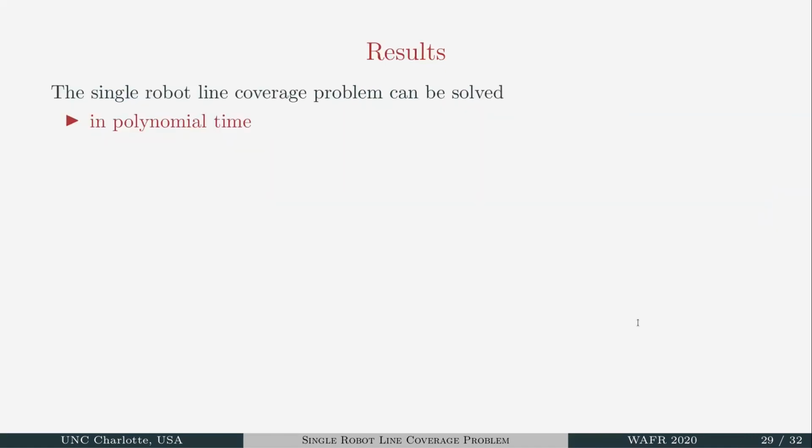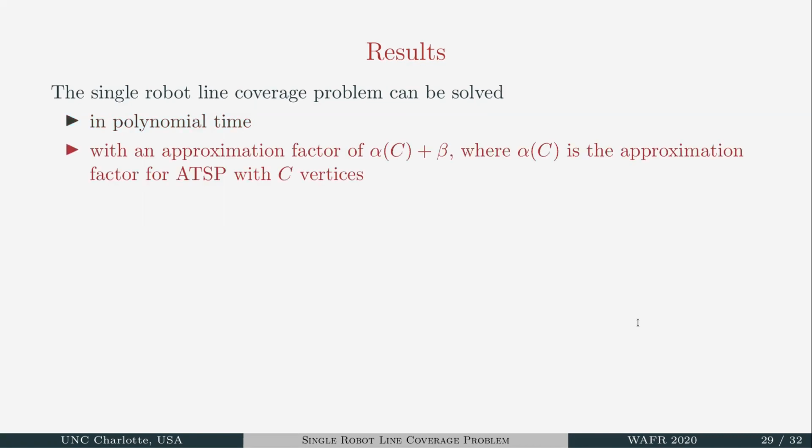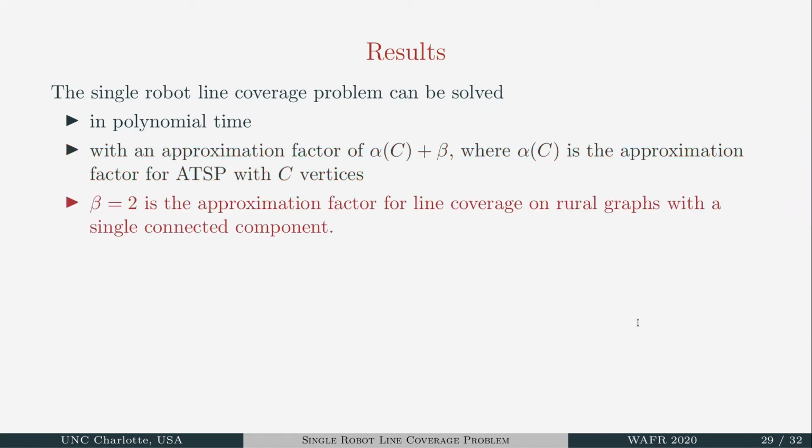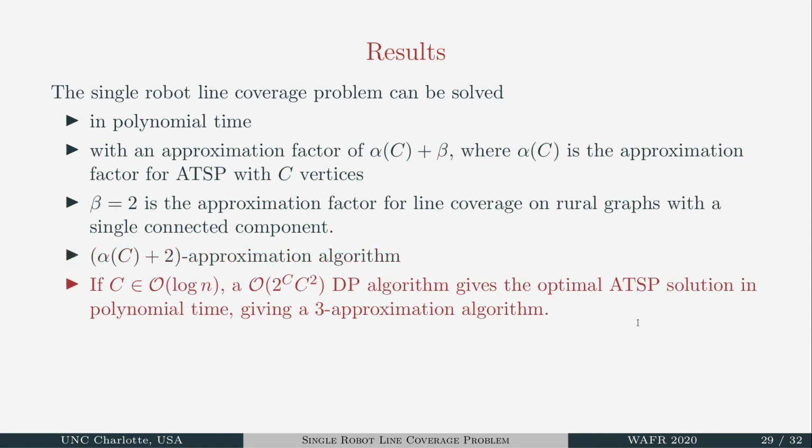We show that the single robot line coverage problem can be solved in polynomial time with an approximation factor of alpha c plus beta, where alpha c is the approximation factor for asymmetric traveling salesperson problem with c vertices, and beta equals 2 is the approximation factor for line coverage on rural graphs with a single connected component. Thus, we have alpha c plus 2 approximation algorithm.